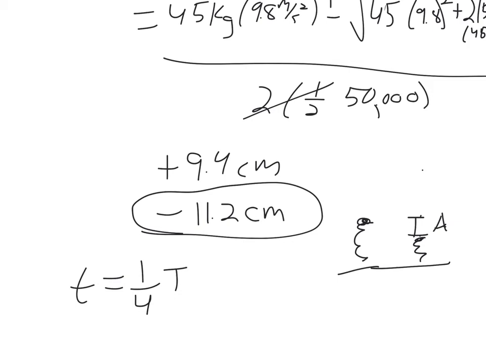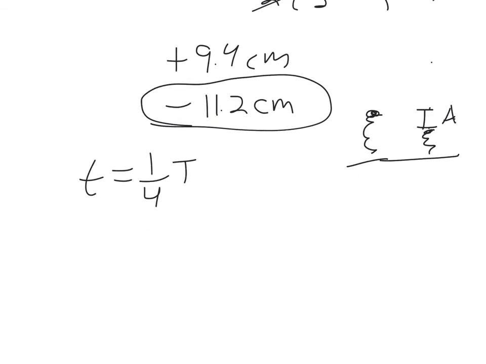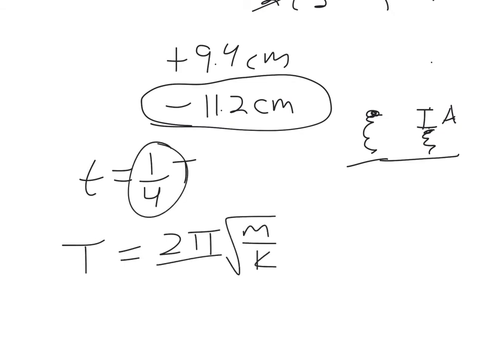Well, we know the period for a spring. So let's look at that. The period for a spring is equal to 2 pi square root of m over k. Well, I have a fourth of that, so let's just divide it by 4.